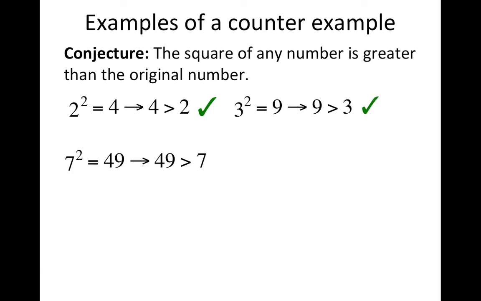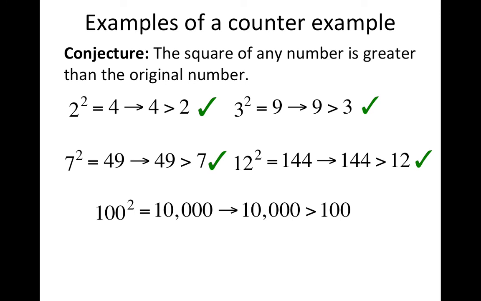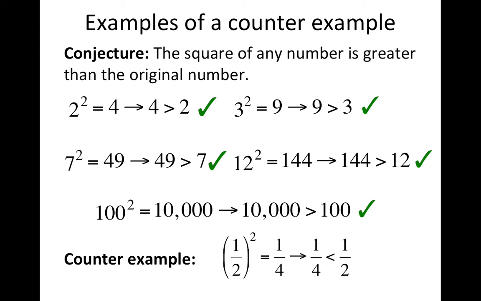Check. 7. 7 squared is 49. 49 is bigger than 7. Check. Same thing holds true for 12. 12 squared is bigger than 12. Check. Let's try a really big number. Let's try 100. 100 squared is 10,000. 10,000 is bigger than 100. Check. So, can I come up with a counterexample? Well, if I choose a number that is less than 1, for example, a half, and I square it, I get 1/4. And 1/4 isn't greater than a half, it's less than a half. So it is a counterexample that proves my conjecture wrong.